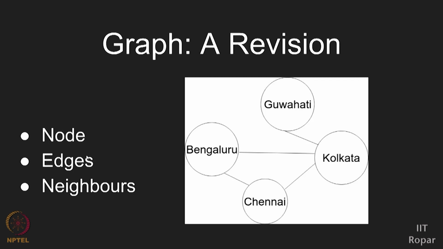Another thing that we had seen is neighbors. Neighbors are nothing but the nodes a particular node is connected to using an edge. That's what we call neighbors. For example, if you take the node Kolkata, the neighbors are Guwahati, Bengaluru and Chennai. The node Chennai has two neighbors, Bengaluru and Kolkata. So this is what you call neighbors.